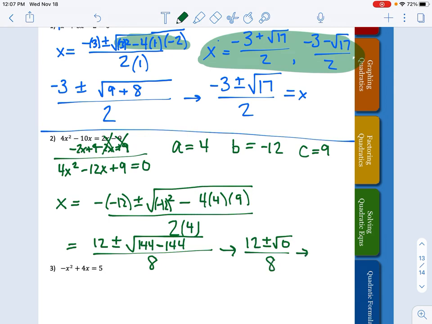So 12 plus 0 over 8 and 12 minus 0 over 8 are going to be the same thing. That is 12 over 8. When our discriminant is 0, we know we have one real solution. So x, if we reduce 12 over 8, is equal to 3 over 2, because I could divide them both by 4. And that is it. One real solution when the discriminant is equal to 0.